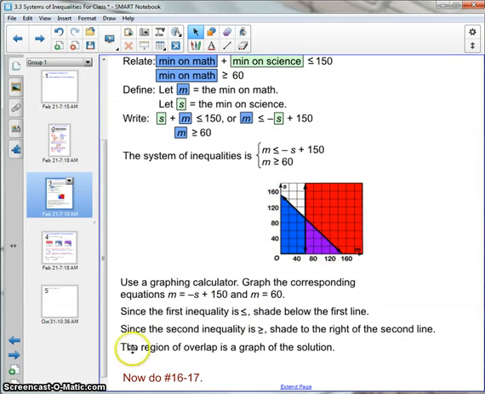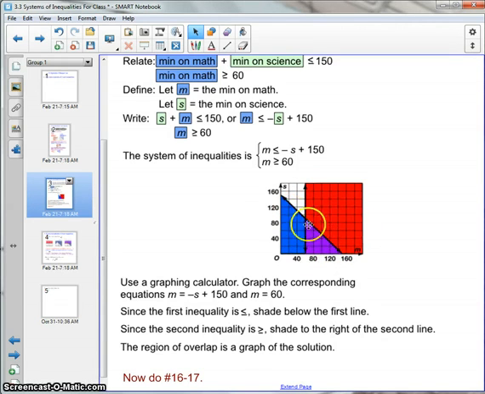Then for our second inequality is greater than or equal to, so we want to shade to the right of the second line. So this is our line of m is equal to 60, and since m is greater than or equal to 60, we want larger values for m than 60. So we're going to shade to the right, so that's the red region.